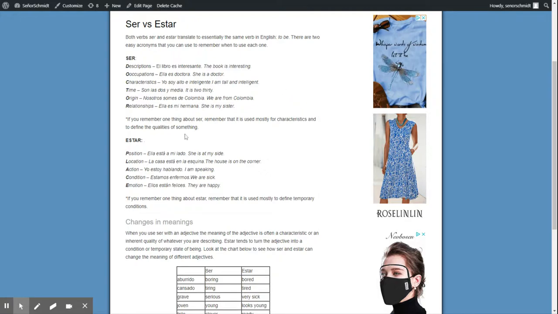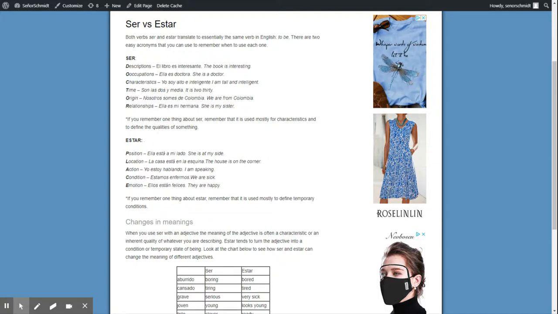One other thing, for ser, you also use it for events. If you want to say where something is, and this is where it gets confusing, which you'll see with estar. So you talk about un evento es en el parque, like the event is in the park. El concierto es en el parque. It's an event in the park.